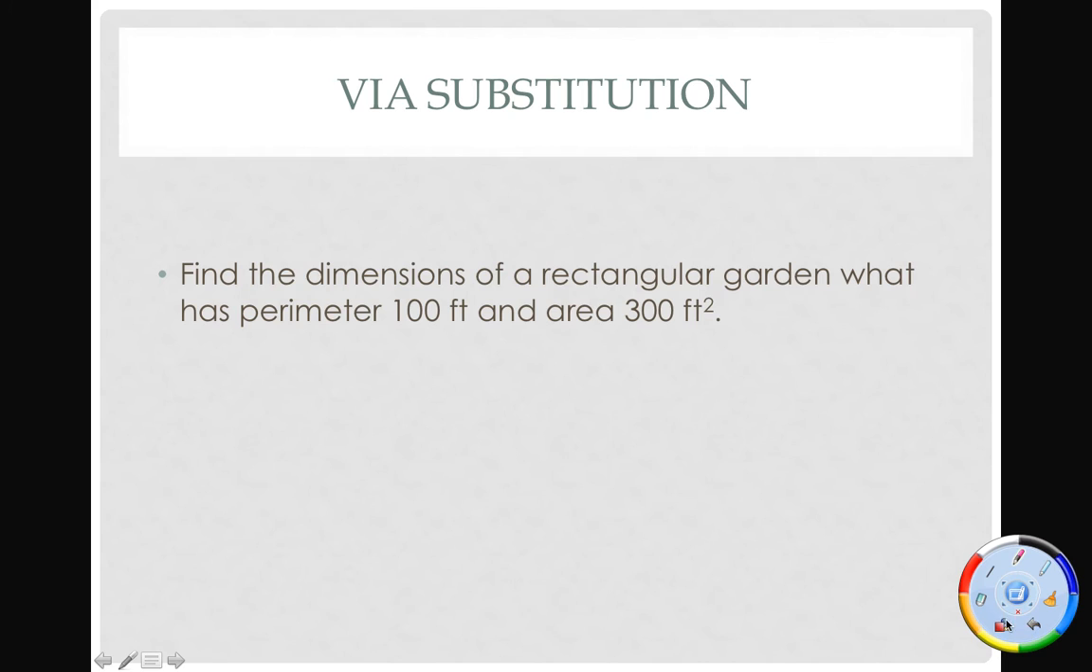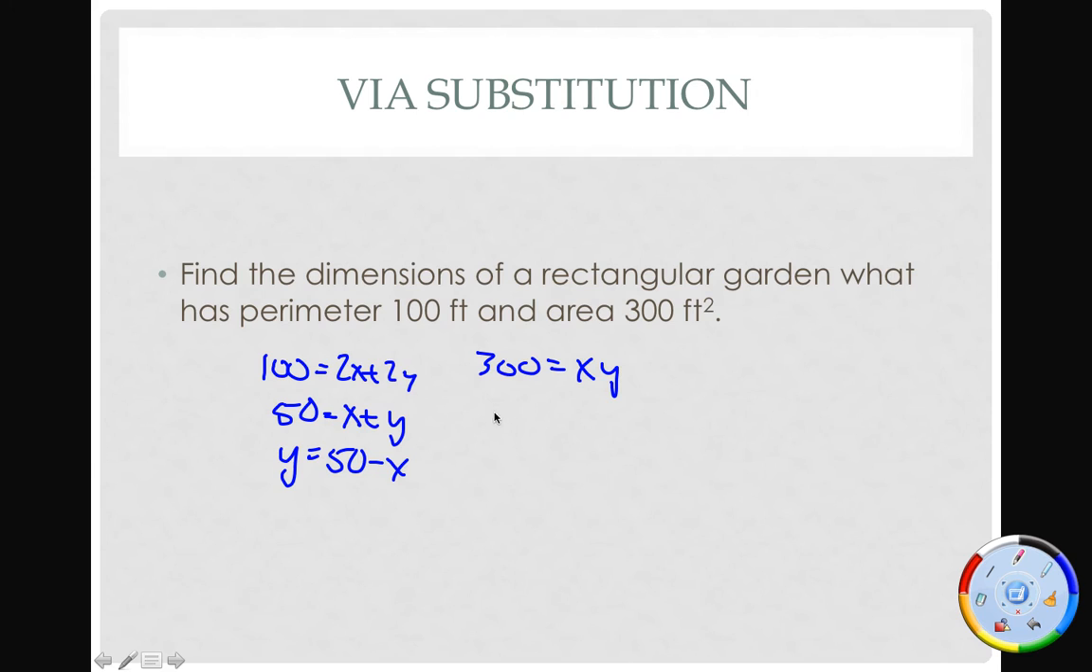Oh, shoot. Darn it. I just eliminated all my stuff. All right, so I had the equation 300 equals xy, and I had the equation 100 equals 2x plus 2y. So y is equal to 50 minus x. Now I can go substitute. 300 equals x times 50 minus x. And I get this: 300 equals 50x minus x squared.